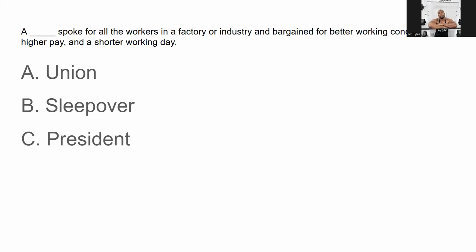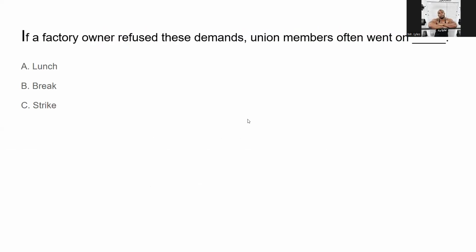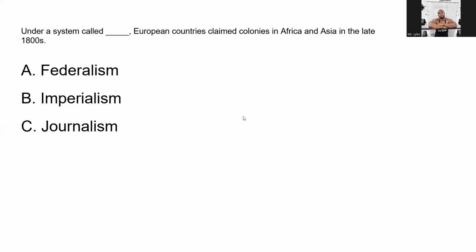A union spoke for all workers in a factory or industry and bargained for better working conditions, higher pay, and a shorter workday. Who was that? It was a union. If a factory owner refused demands, union members often would go on what? That is a strike. Under a system called imperialism, European countries claimed colonies in Africa and Asia in late 1800s. Imperialism.